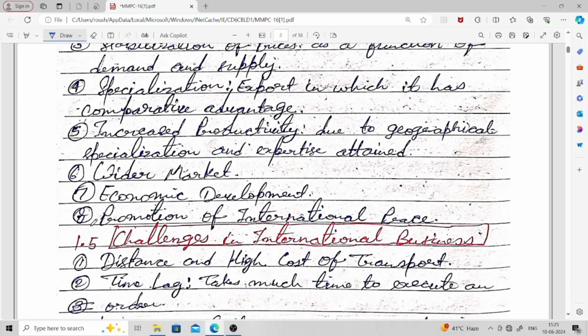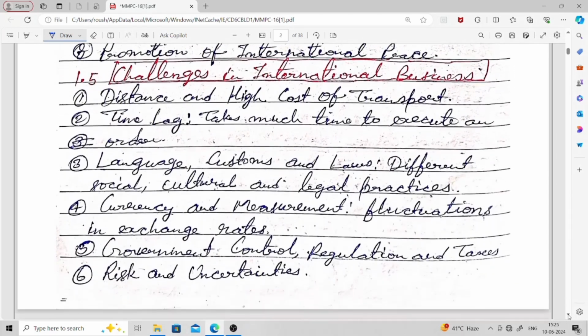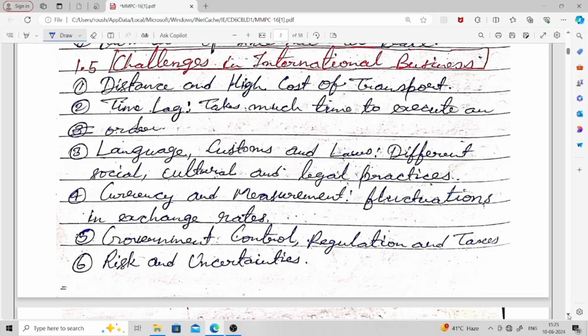Then the next one, you have the challenges in international business. What are the different kinds of challenges in international business? The first challenge is the distance and high cost of transport. Whenever there is international trade, the goods produced in one part of the world should be transported to the other part of the world. For that there is a cost involved. That is the disadvantage, the challenge for international business. So there is a need to reduce the transport cost for promoting international business.